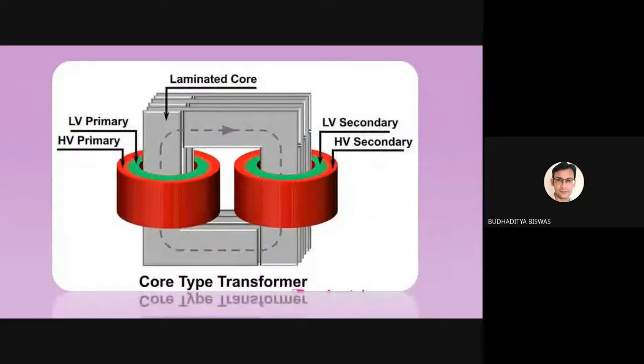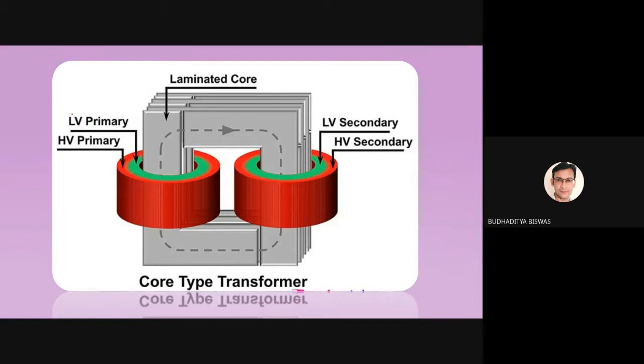So the question is why the low voltage winding is placed first, then the high voltage winding. Okay, so as you know, in a transformer, what quantity remains the same? In a transformer, what quantities remain constant in the primary and secondary winding? I think I have mentioned it in the lab class. Three quantities remain constant in the primary as well as the secondary winding of the transformer, which are power and frequency. These two are called the electrical quantities.